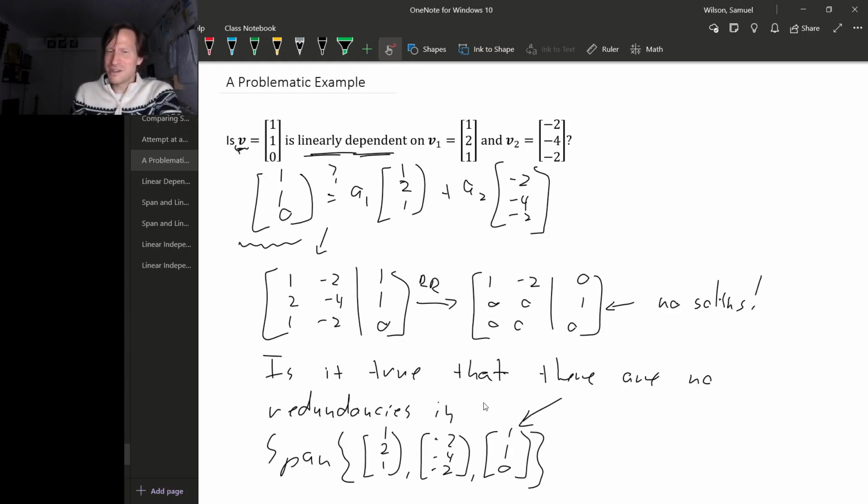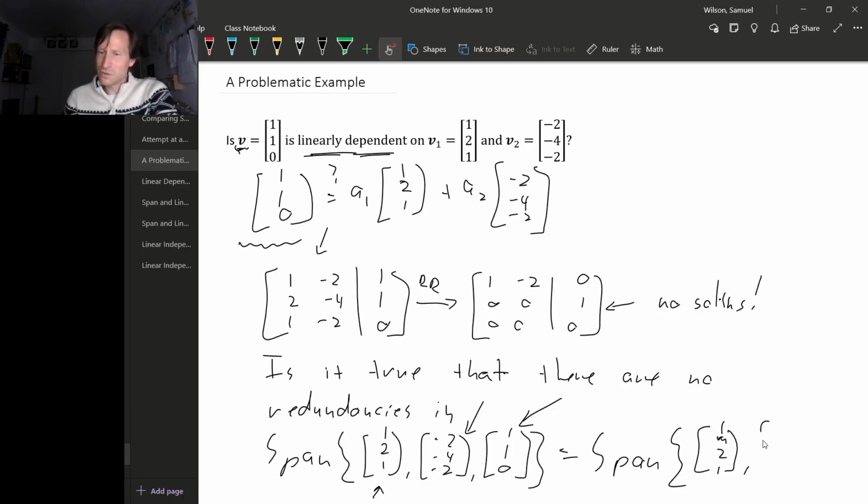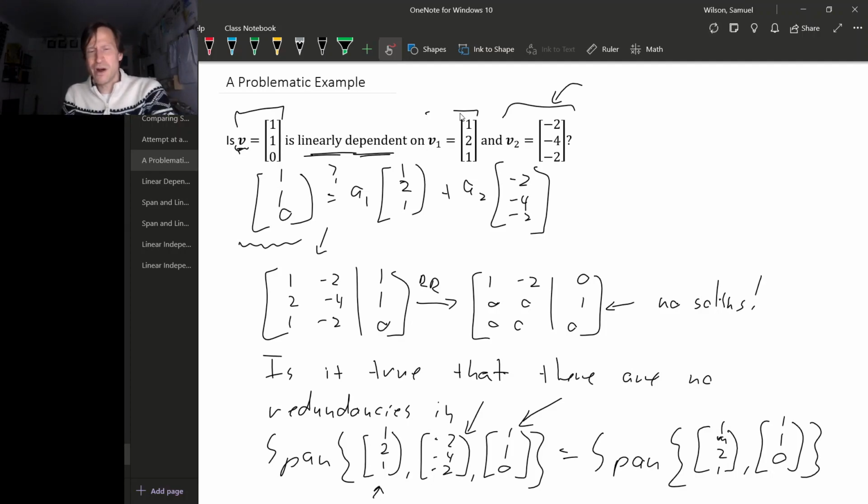In fact, maybe you already noticed this middle vector is just minus 2 times the first one. So that means that this span of 3 vectors is actually equal to the span of just the first one, 1, 2, 1, and the last one, 1, 1, 0. So it's true that v is not a linear combination of v1 and v2, but v2 is actually a linear combination of v1 and v, or even just v1.